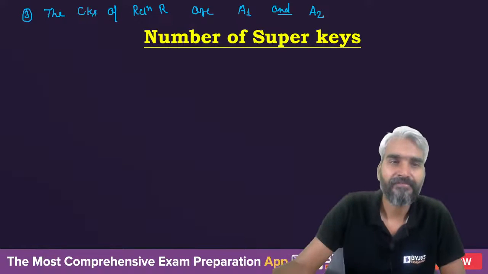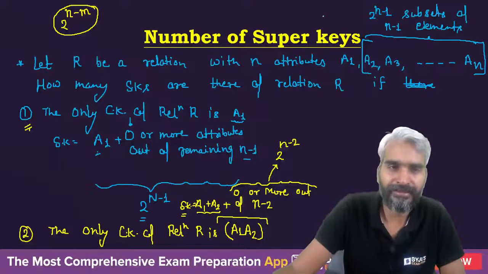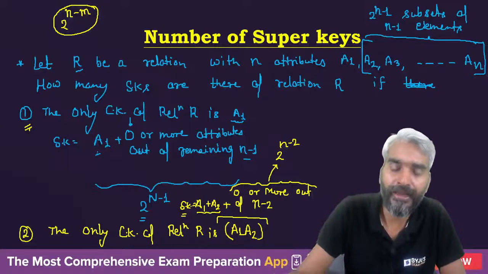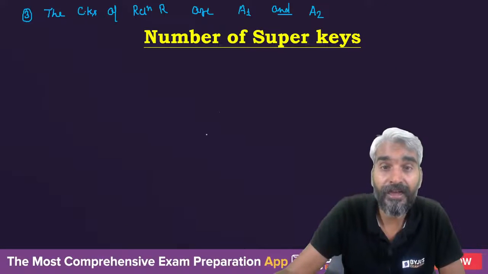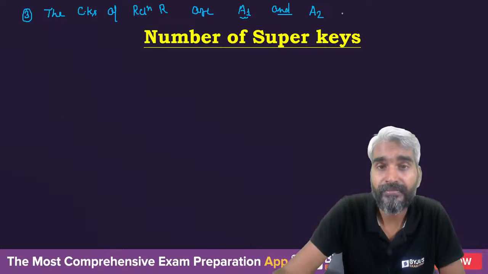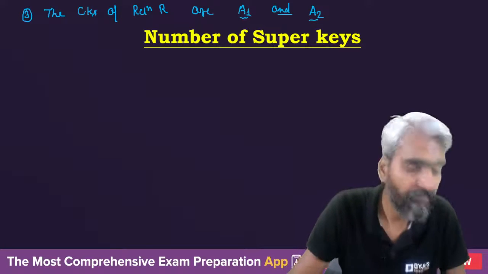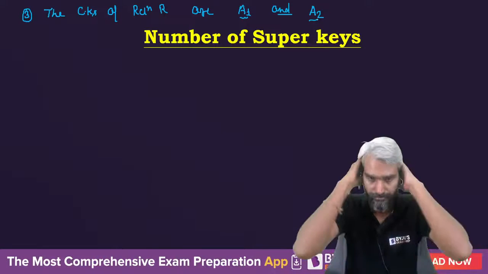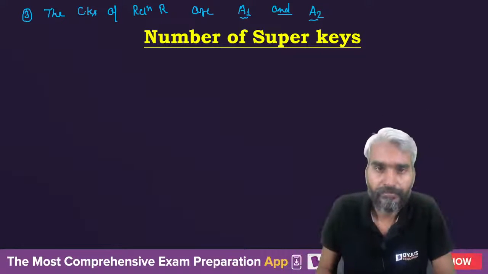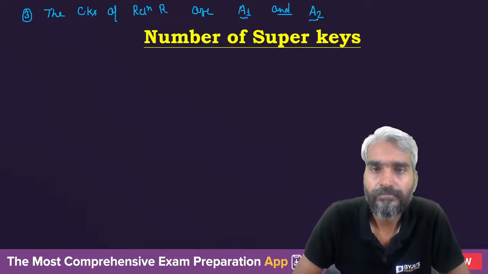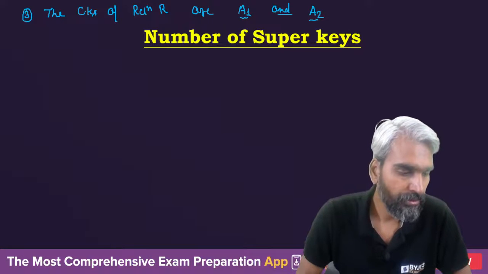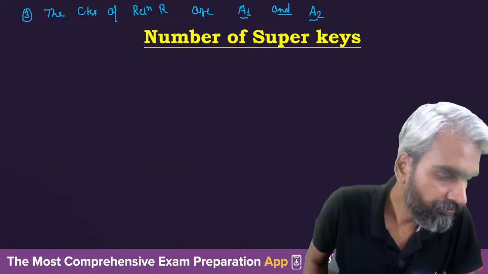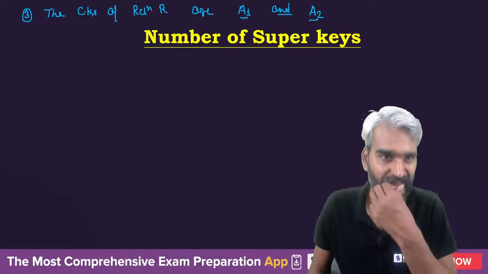Give me the answer. The same question, that there is a relation R which consists of n attributes A1, A2, A3 up to An, but this time there are two candidate keys of relation R. One is A1, another is A2. Tell me, how many such super keys?